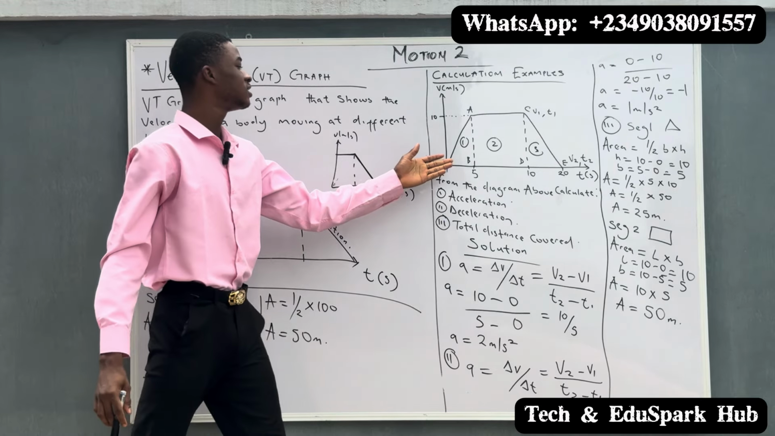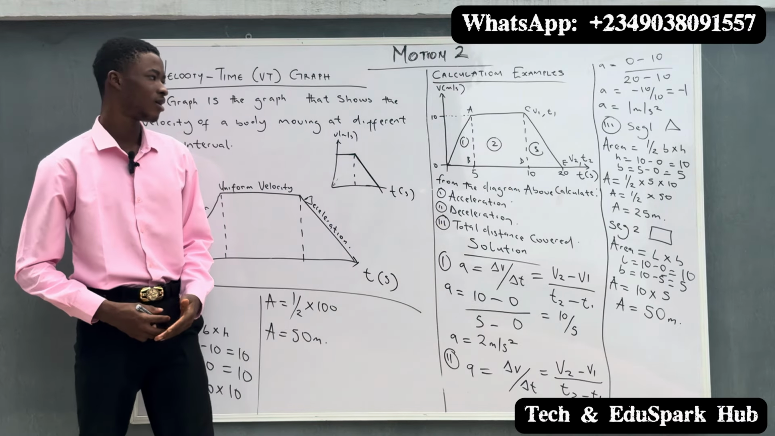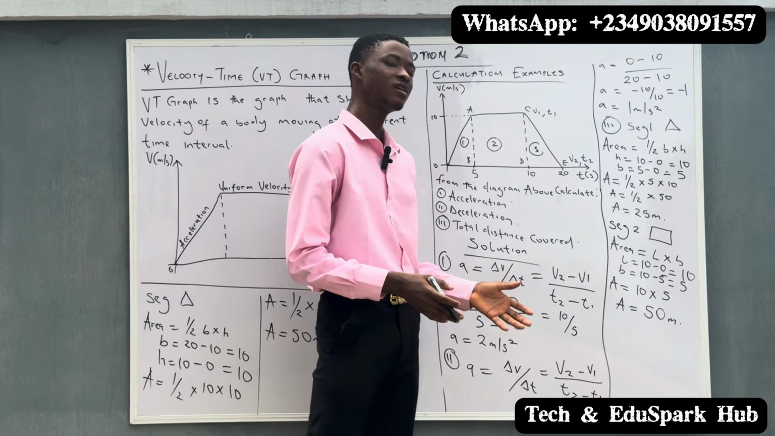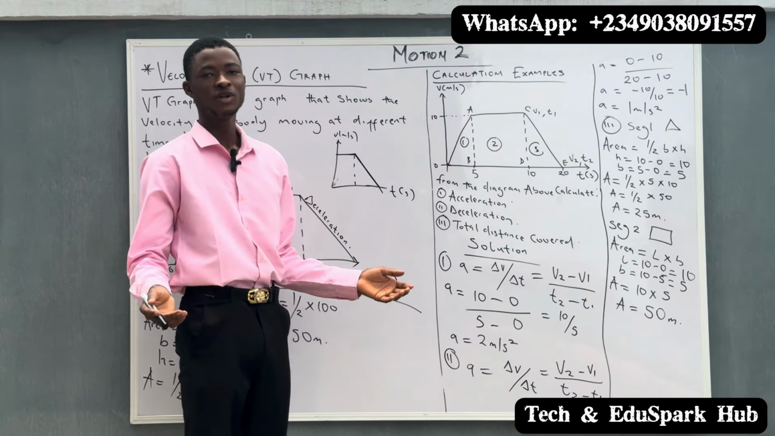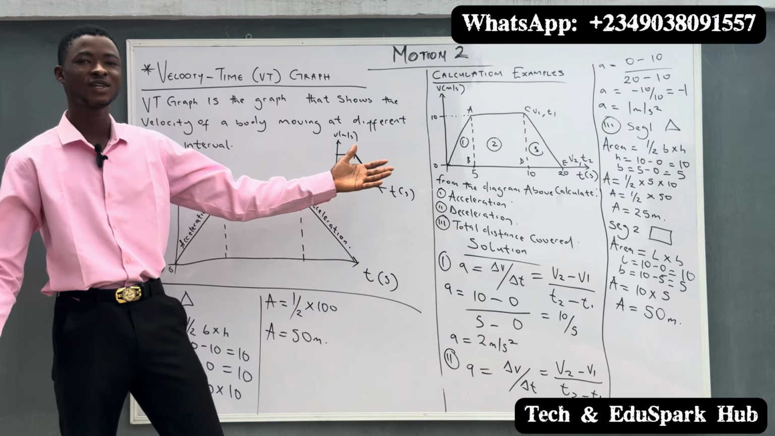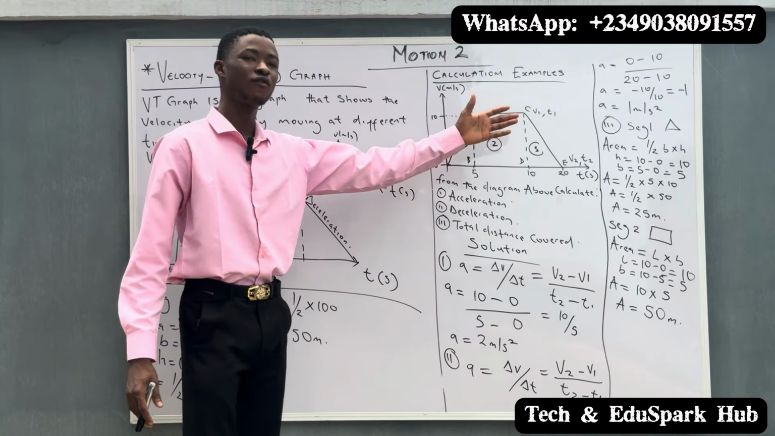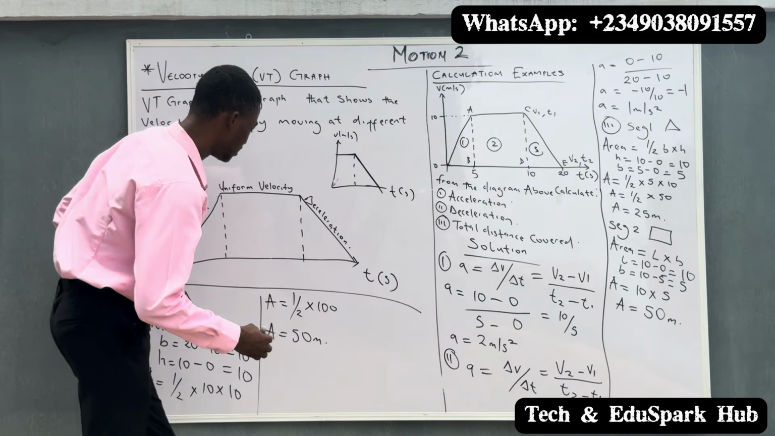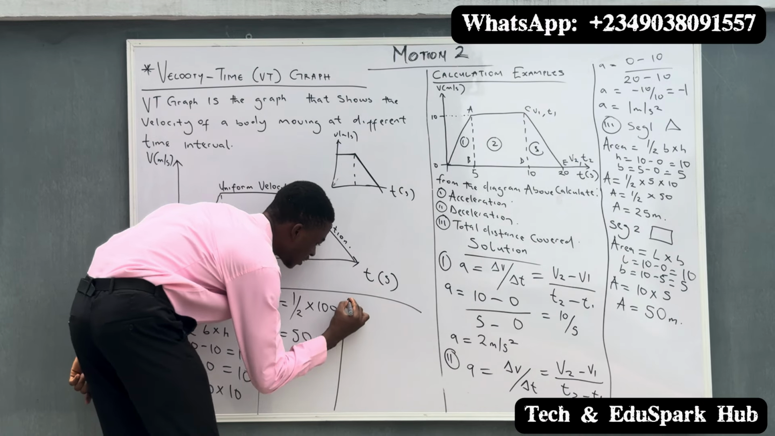So now that we have gotten all the segments, we can get our total distance covered by adding the areas of all the segments together. This is a way you can get the total distance covered: by adding the area of all the segments present in that velocity time graph together.